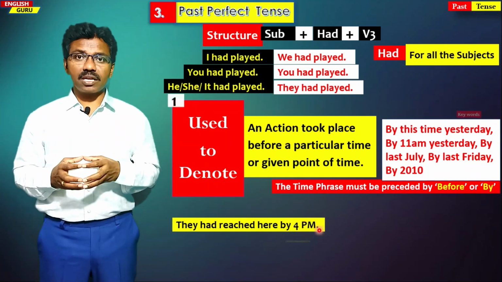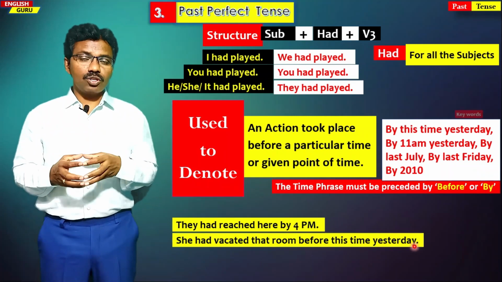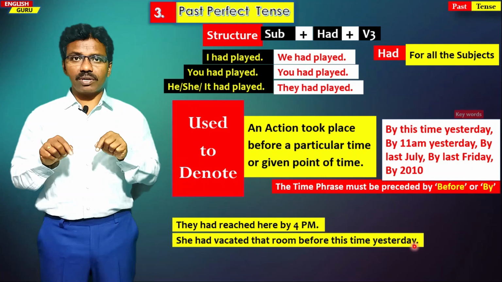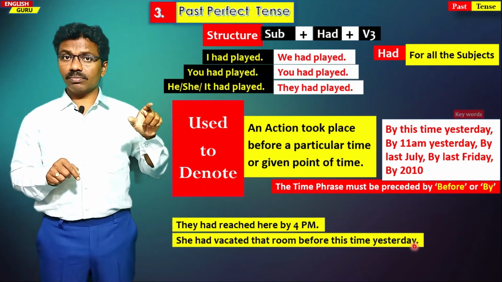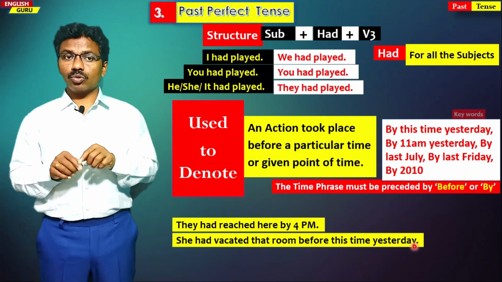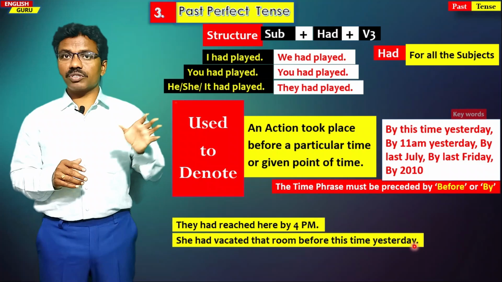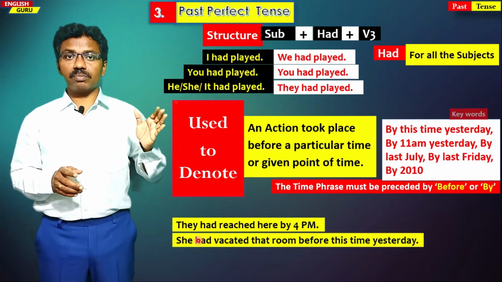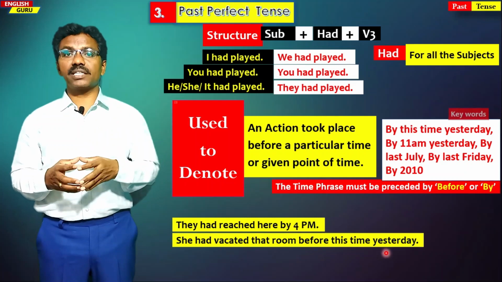In the next sentence, she had vacated that room before this time yesterday. So you are talking about this particular activity. She had vacated that particular room before this time. So by this time she had already completed that activity. That's the reason you are saying that she had vacated that room before this time yesterday.